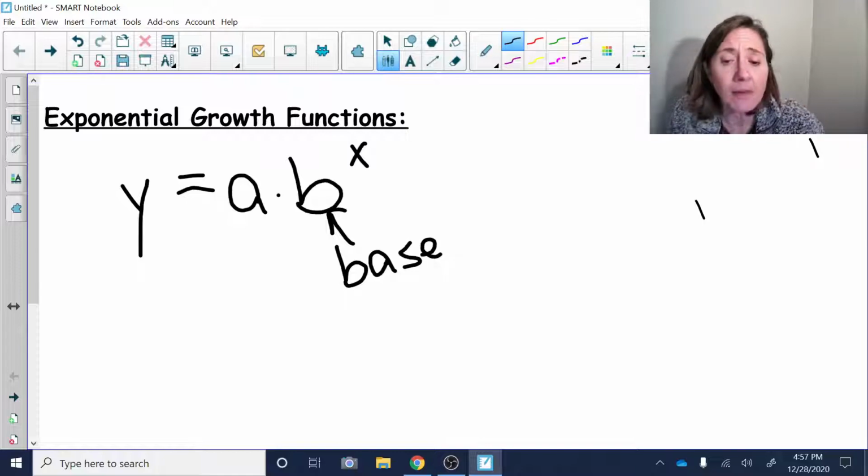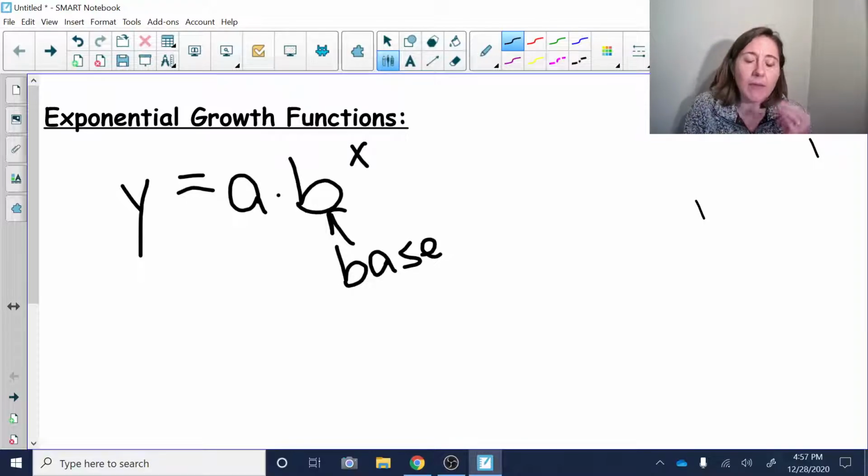Now, that's not going to be a variable. B is going to be a number that you will get in the problem, okay? Sometimes you'll have to figure it out, but it's not something that's a variable. X and Y are your variables here, okay? A and B are just standing for unknown. So B is our base number here. It's what your exponent is attached to.